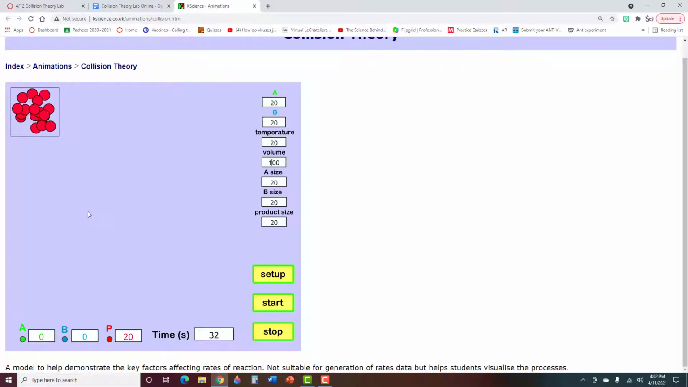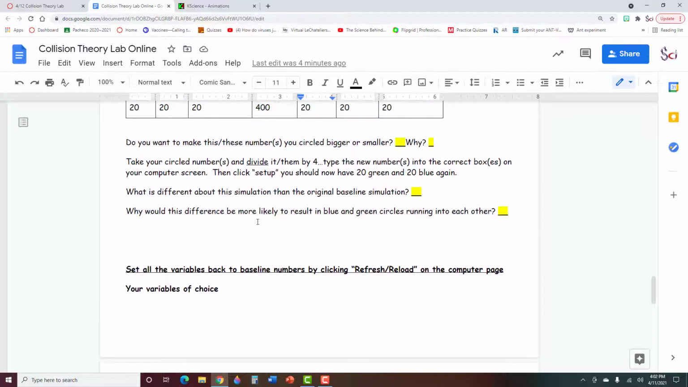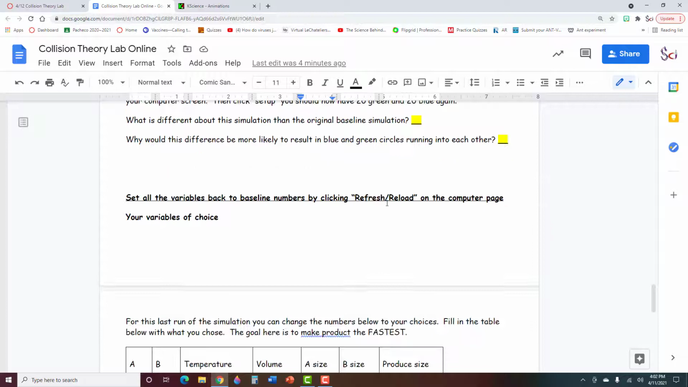This is why you can get a tank of oxygen on your back and go scuba diving, because you can compress that gas into a smaller container. And so this pressure works for gases. All right, what's the difference again? And why would this difference be more likely to result in blue-green circles running into each other?